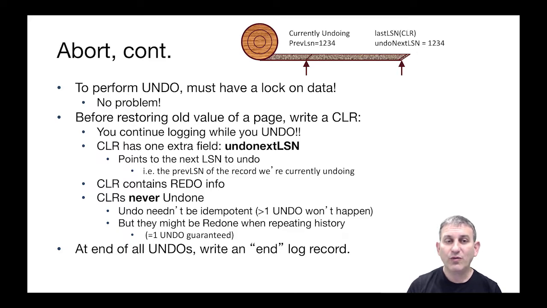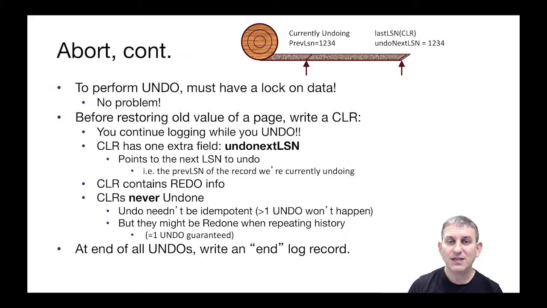Now, before we restore the old value of a page, as I said, we're going to write a CLR to the end of the log. So look at the picture at the top of the slide. We're currently undoing some particular LSN, and we're writing to the end of the log a CLR for this transaction. The CLR is going to have one extra field in it, called the undo next LSN. The value of the undo next LSN is the prev LSN of the record we're undoing.